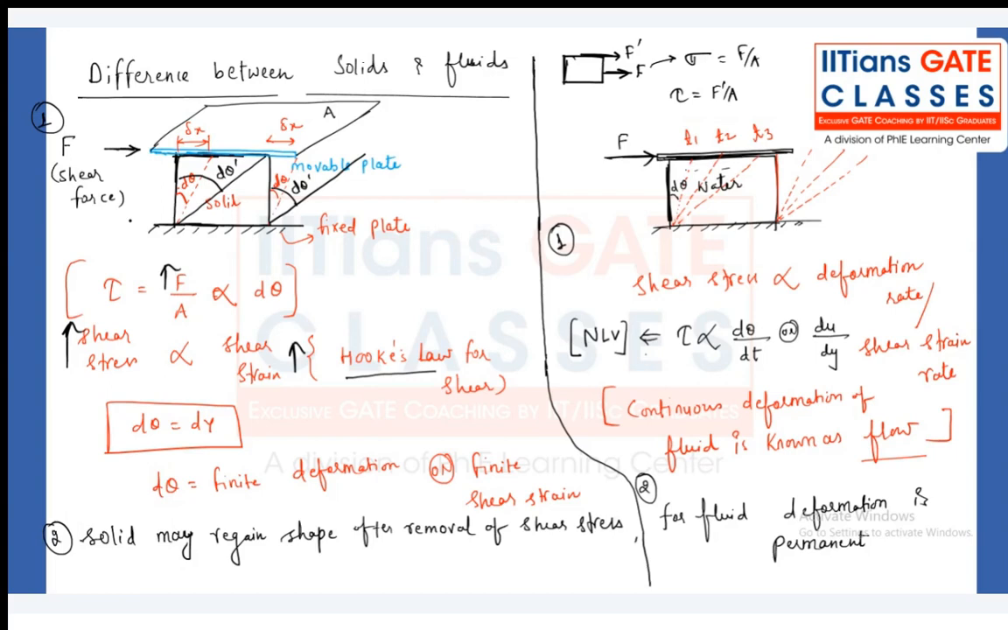Come to the water, come to the fluid. You just apply the same kind of shear force. You will find that at time t equal to t1, you will have this much deformation. At time t equal to t2, you will have this much deformation. At time t equal to t3, you will have this much deformation for this edge. Similarly, this edge will also keep deforming, something like this, with time. So what you observe in the fluid is that continuous deformation is happening for a fluid element. This continuous deformation is called flow.